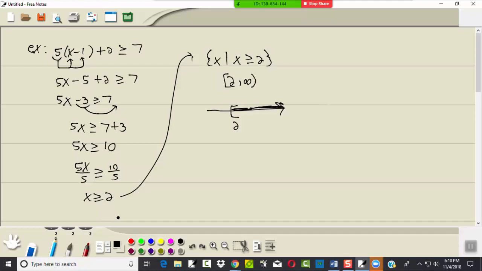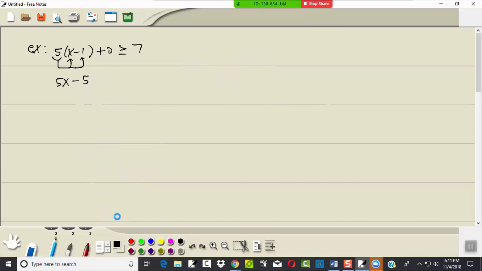Let's take a look at a fraction. Let's see, 2/3 x minus 5 is less than 1/2 x, I guess. Okay, first step, get rid of parentheses, don't have any. Second step, get rid of fractions. Multiply everything by the LCM of all our denominators. We got 3 and 2, and the LCM, that would be 6.